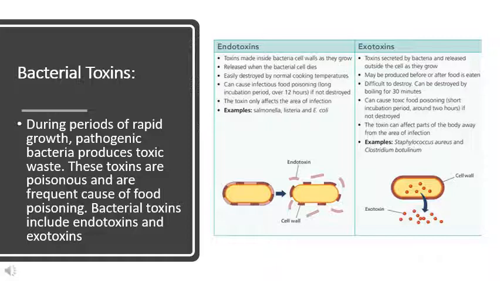The reason why this type of food poisoning can be more serious is because the toxins not only affect the area of reproduction, which in most cases is the digestive system, but can also affect other areas of the body. Examples of bacteria that form exotoxins are Staphylococcus aureus and Clostridium botulinum. I would know one example of these.